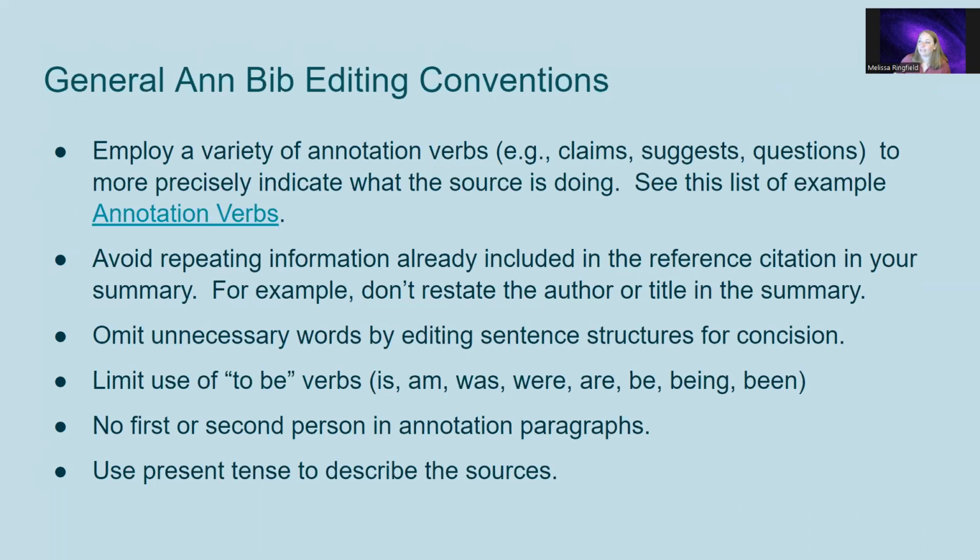Here are some general ANBIB and editing conventions. First, employ a variety of annotation verbs, words like claims, suggests, questions, to more precisely indicate what the source is doing. I've linked a useful list of annotation verbs in the slideshow. Avoid repeating information already included in the reference citation. For example, don't restate the author or the title at the beginning of your summary. Omit unnecessary words by editing sentence structures for concision. That means getting out any extra wordiness.